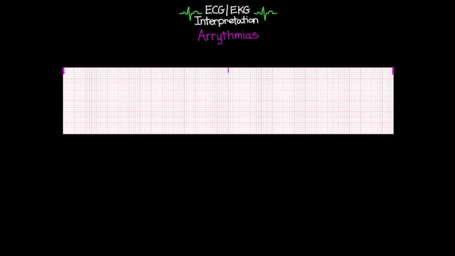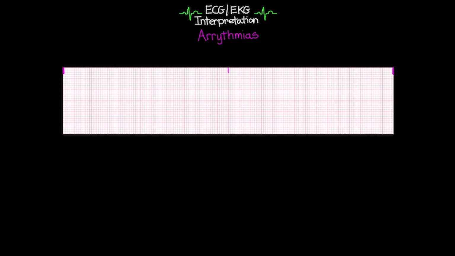And for this, I'm going to bring back our 6-second strip paper, and I'm going to put up an example of each of these different types of rhythms for you to be able to see, and we'll talk through some of the ways that you can identify this particular arrhythmia.